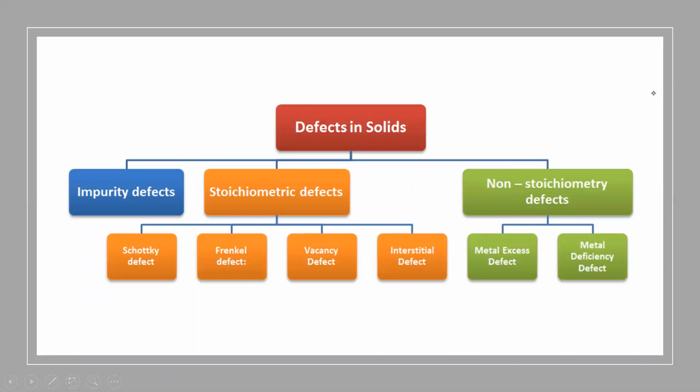Now, a very, very important concept. So now we have seen how the structures of solids form. That is, the crystal lattices of solids we have studied, where the cations occur and where the anions occur.